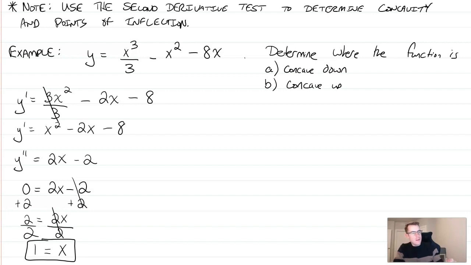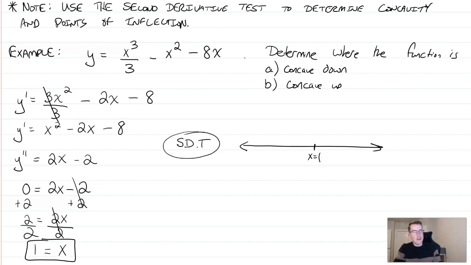Okay, so let's do the second derivative test. So we're going to go ahead and make our number line. And we put our point on there, which is x equals 1. Okay. And now we're going to test out values around that point in our second derivative. So I'm going to choose the point x equals 0 to the left. And let's just choose x is 2 to the right. Okay, here's my second derivative.